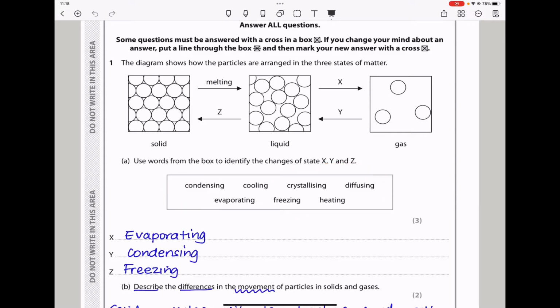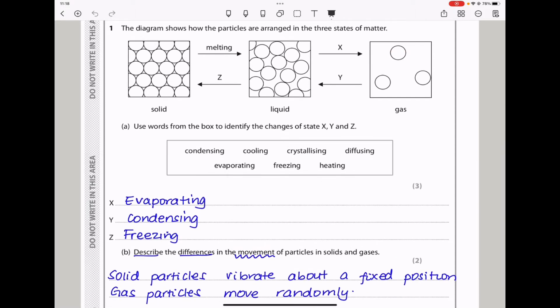X is moving from liquid to gas. It's going to be evaporation. So the answer here should be evaporating, which we see there. And then Y, it's moving from gas to liquid. That is condensation. So the answer should be condensing, which we see here. And Z, moving from liquid to solid. That is freezing. So the answer should be freezing.